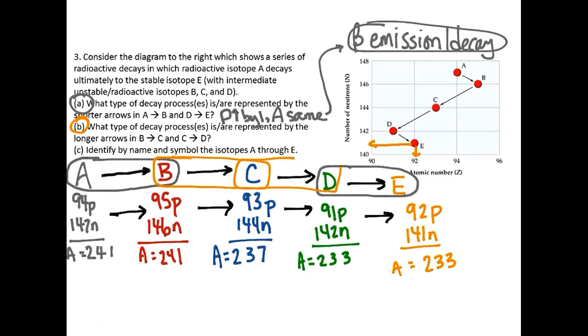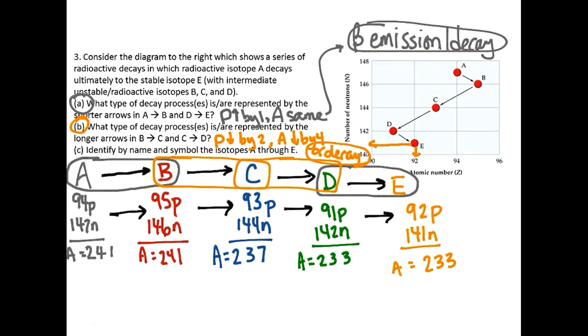Part B, we're going to look at what type of decay process is represented by the longer arrows, B to C and C to D. So if we look at those two, we have protons going down by 2 from B to C, 95 to 93, and also from C to D, 93 to 91. So the atomic number goes down by 2. And the mass number is going down by 4, right? 241 to 237, and then 237 down to 233. That has to be an alpha particle, right? So that's the only decay process. Alpha decay is the only one that results in that large of a change in the atomic number and the mass number at one time.